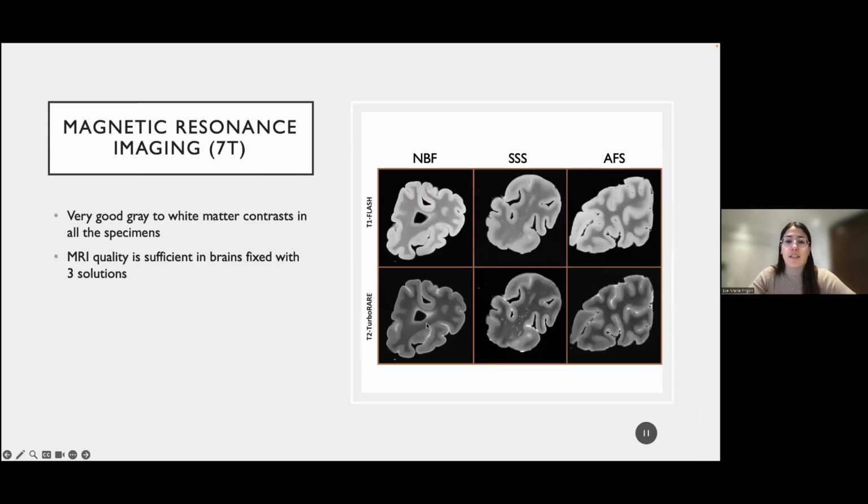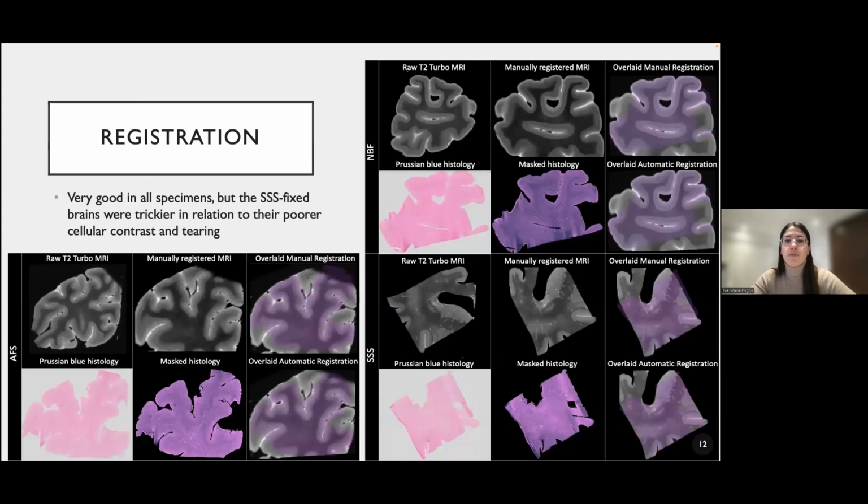The MRIs show very good gray to white matter contrast in all the specimens, as you can see in the figure here, which reflected a sufficient MRI quality in brains fixed with the 3 solutions. So MRIs are feasible with these kind of brains. And the registration process was also good in all specimens. However, the SSS fixed brains that are here were more difficult to register, but still feasible and of good quality.